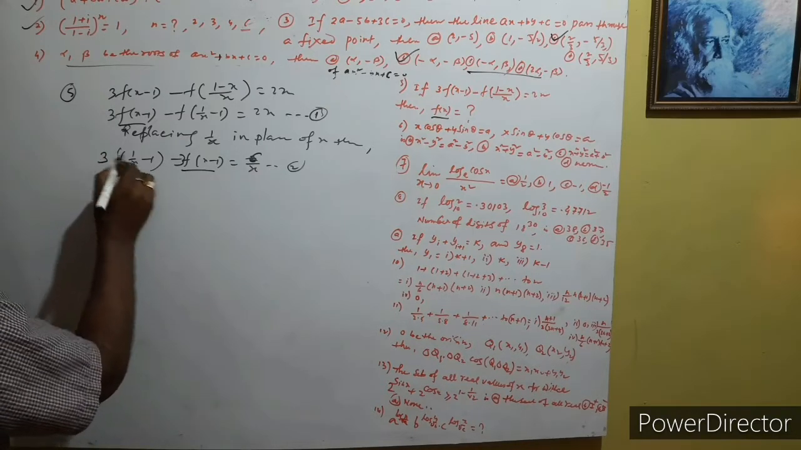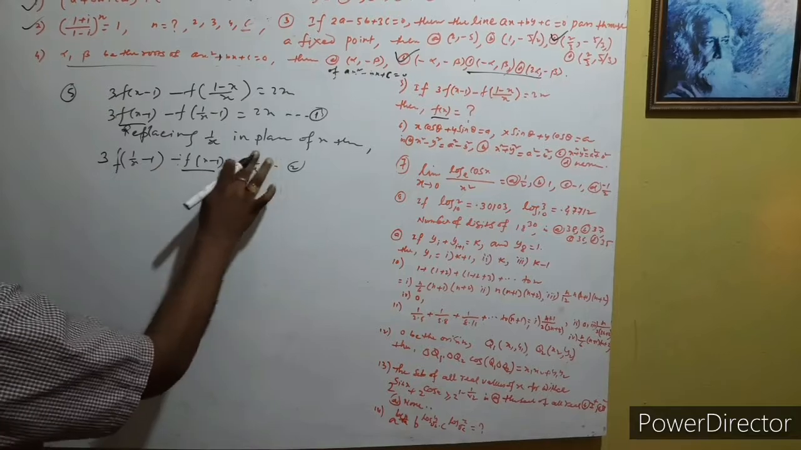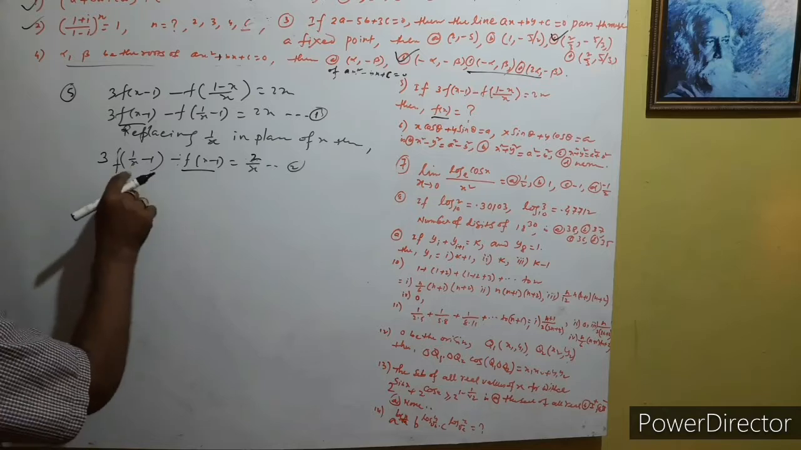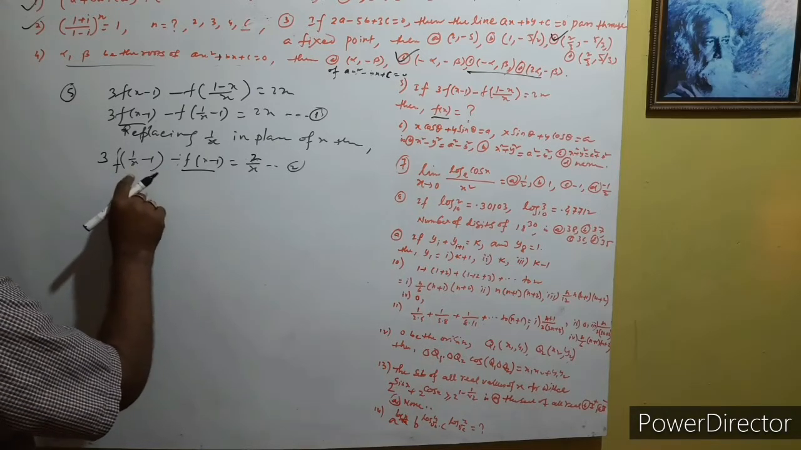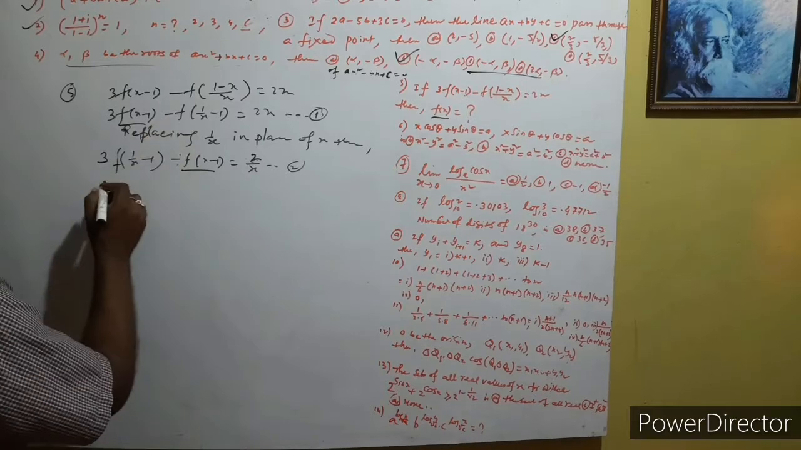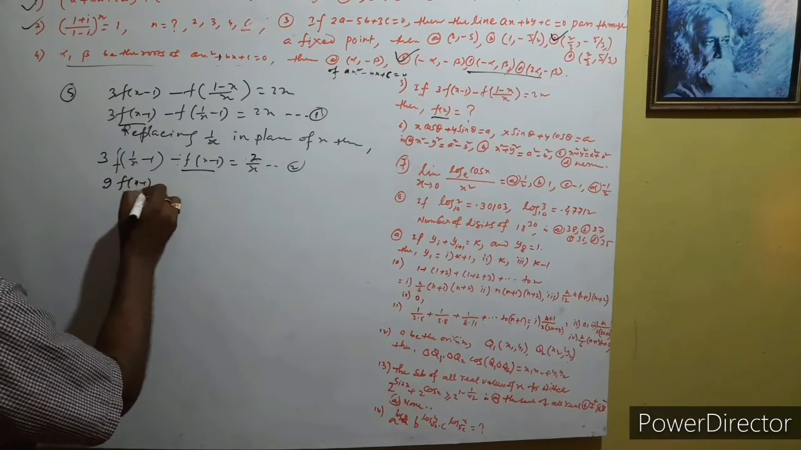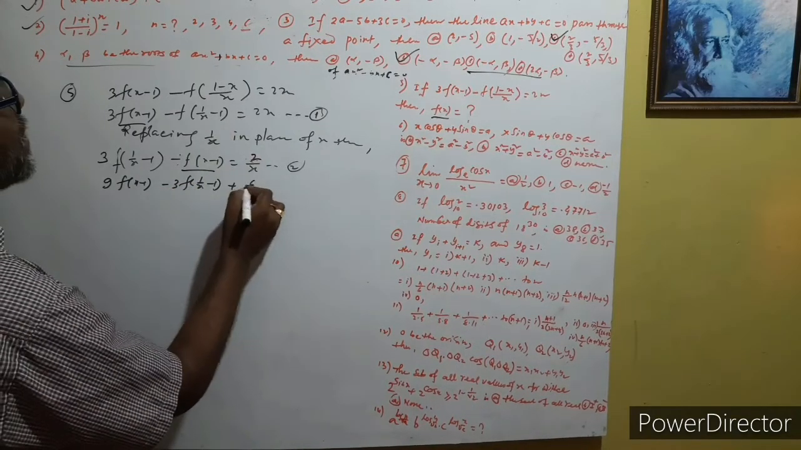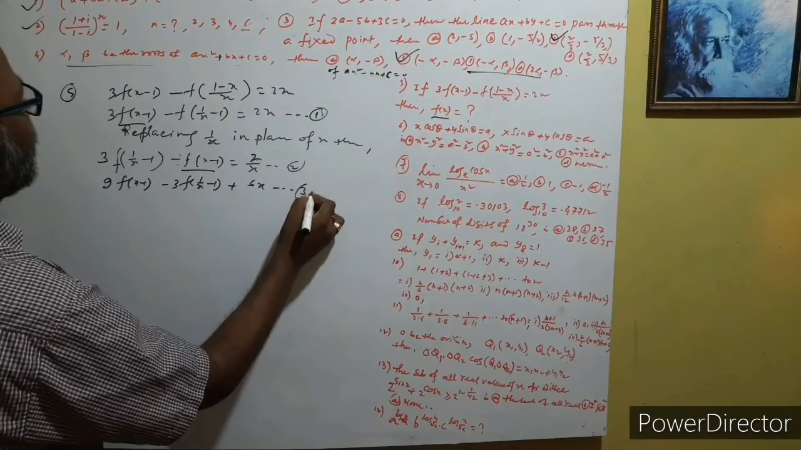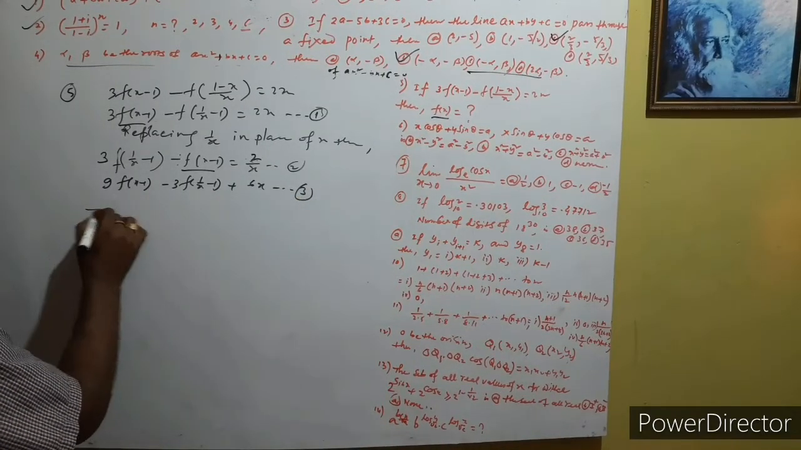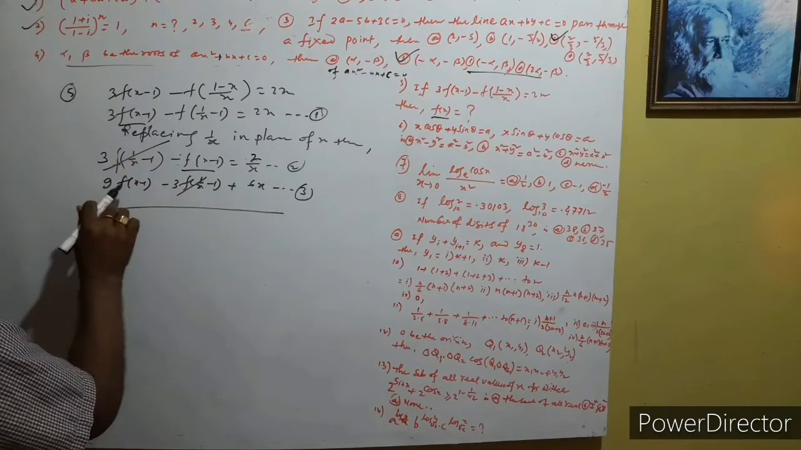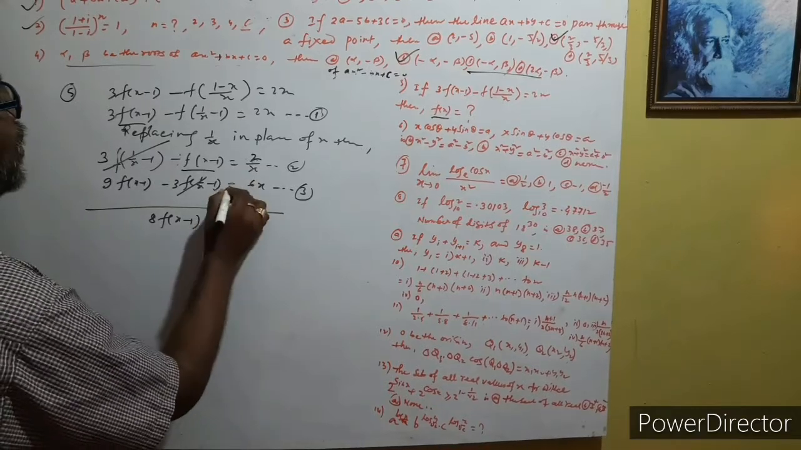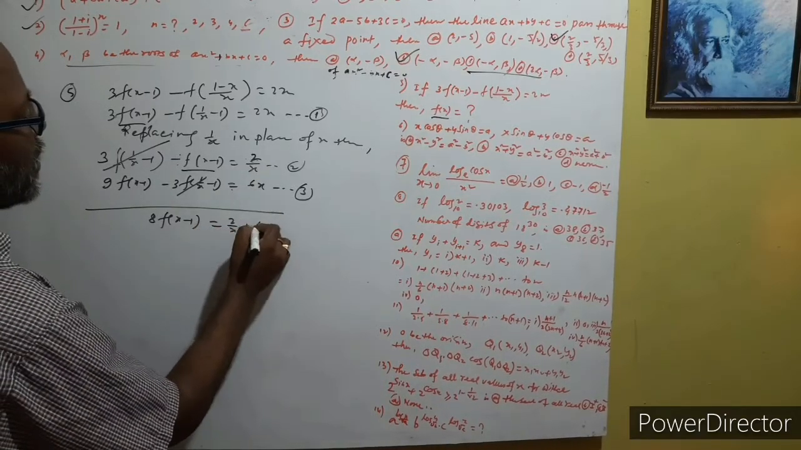This is 3, this is 1, this is 2. Now we want to cancel this part, then the calculation will be easy. So multiply this equation by 3. So 9f(x − 1) − 3f(1/x − 1) = 6x, and this is 3 times. Now adding these two, these two are cancelled, so 8f(x − 1) = 2/x + 6x.